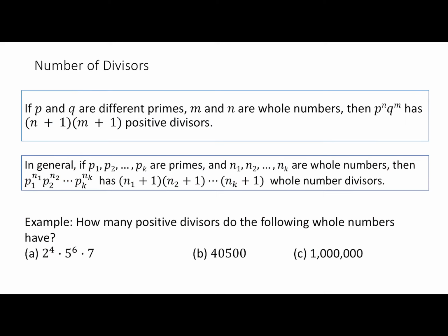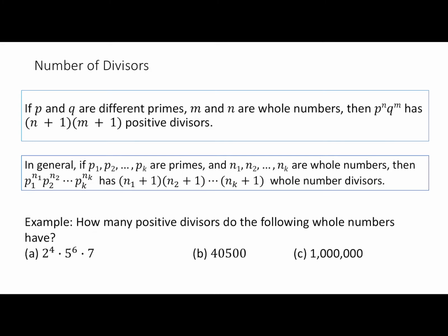And of course we can extend this to more than 2 primes. So in general, if I have, say, K primes, P1 through PK, and N1 through NK are whole numbers, then the product P1 to the N1 times P2 to the N2, etc., up to PK to the NK is going to have, I'm going to take each of those powers and add 1 and multiply that together. So N1 plus 1 times N2 plus 1 dot dot dot times NK plus 1.